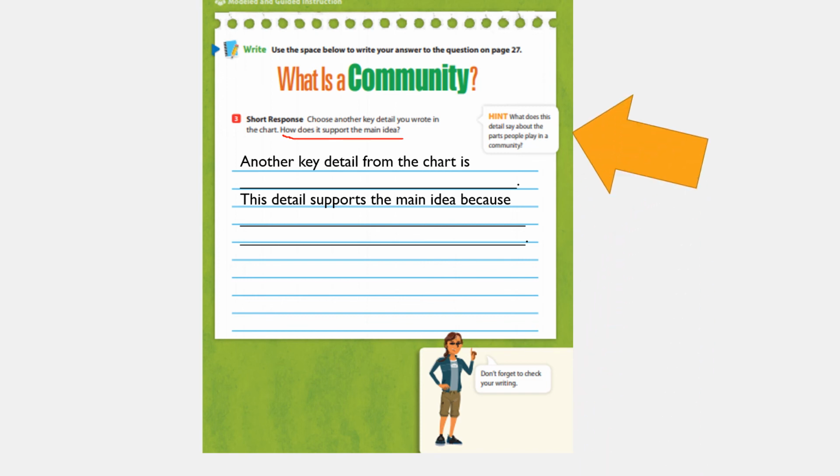And notice up here, there is a hint. What does this detail, that means the one you picked from the chart, what does this detail say about the parts people play in a community? All right, so this is going to be something that you're going to work on by yourself. And when you're finished, I want you to turn to page 28 and 29, and I'm going to give you directions for those.